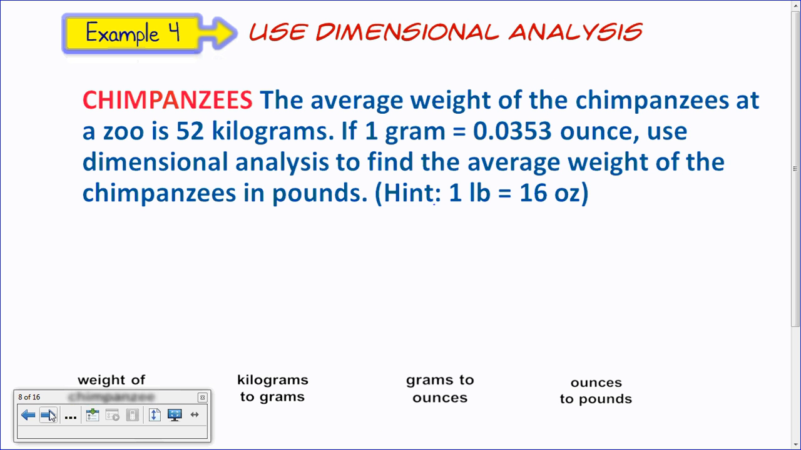Here's a problem you might see in science, in your biology class, or in zoology or something. Chimpanzees, the average weight of a chimpanzee at a zoo is 52 kilograms. You know what kilo means, right? Okay. If 1 gram equals 0.0353 ounces, use dimensional analysis to find the average weight of the chimpanzee in pounds. Okay? They give you a hint. What do they say? 1 pound equals what?